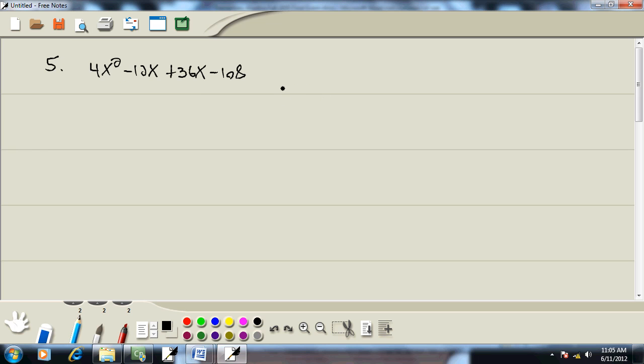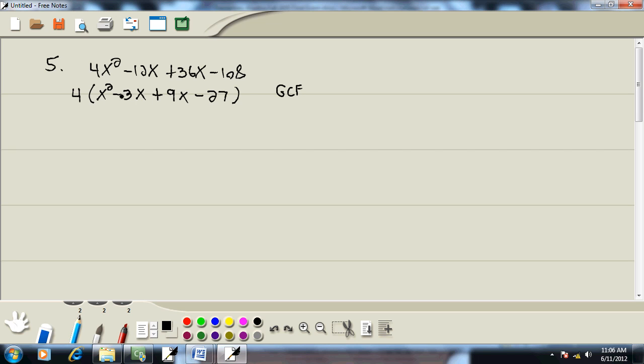I will factor out the GCF first, our greatest common factor, because I see that they're all divisible by 4, so I can factor a 4 out. And that gives us x squared there minus 12 divided by 4 is 3 with an x, plus 36 divided by 4 is 9 with an x, minus 27, I guess. And now we'll use factoring by grouping.